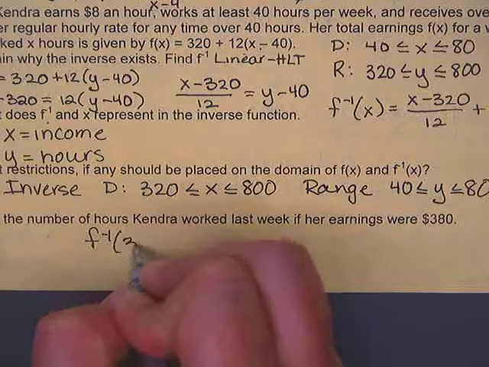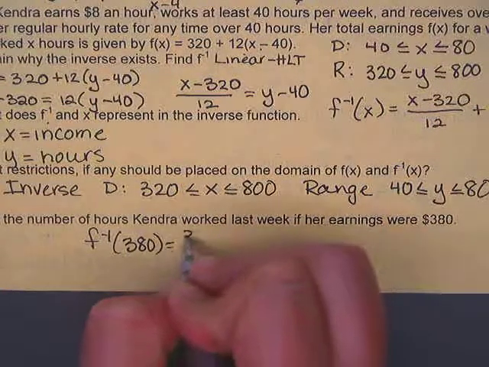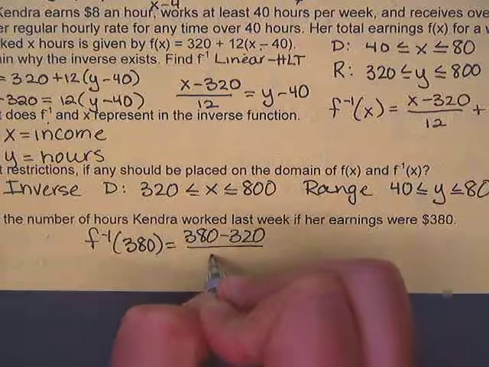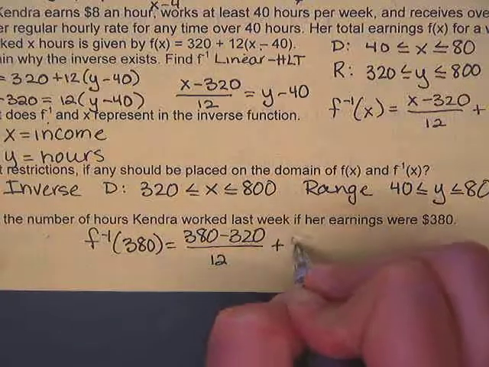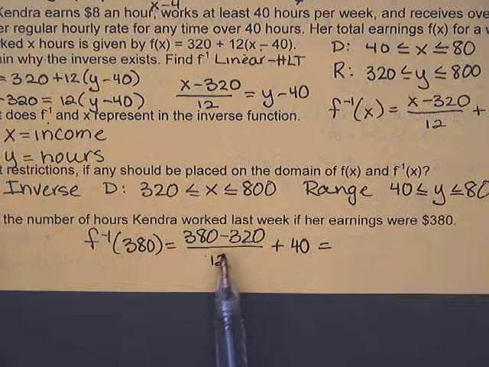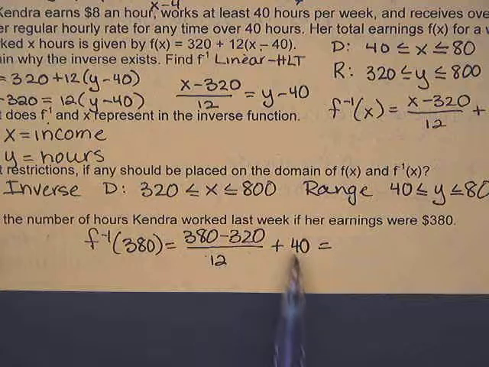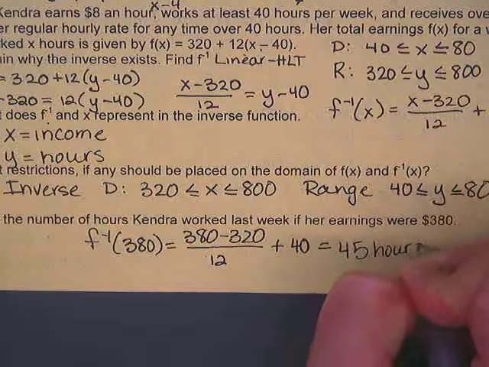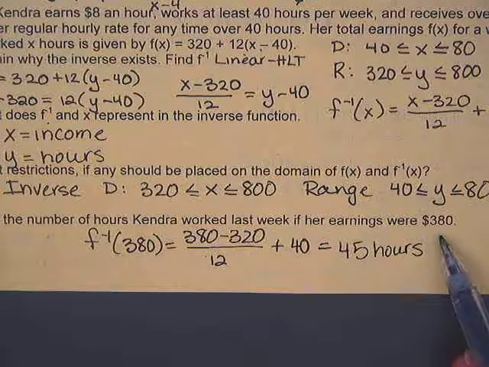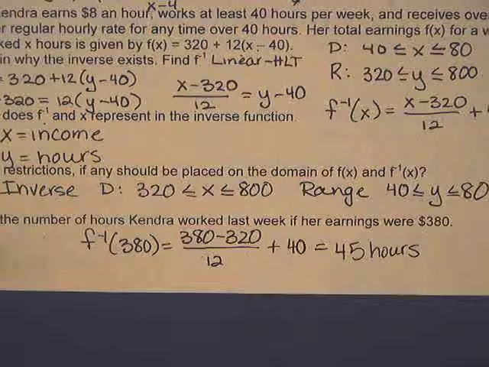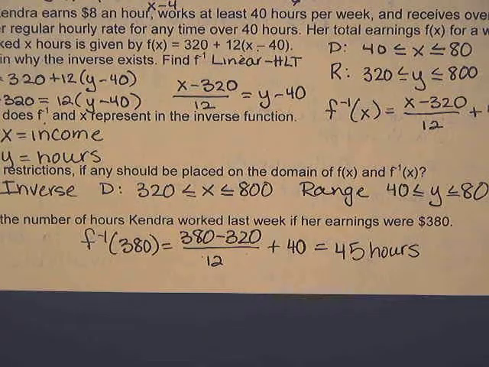So the inverse of 380 would be 380 minus 320 divided by 12 plus 40. And 380 minus 320 is 60, divided by 12 is 5. 5 plus 40 is 45 hours. So if she had worked last week and earned 380, that means she worked 45 hours last week. And that's the end of the 1.7 notes.